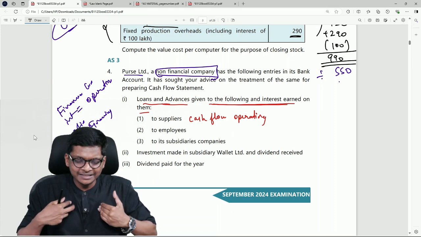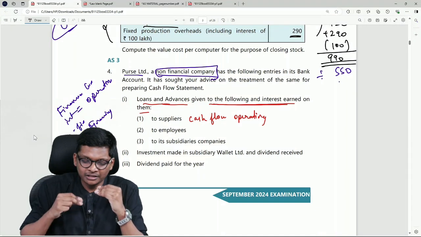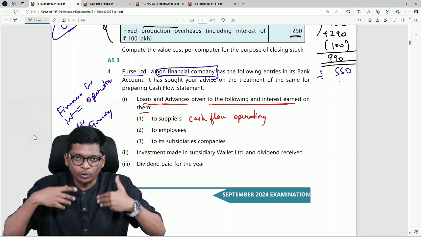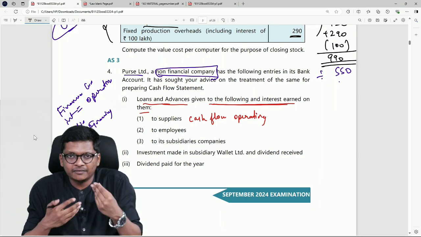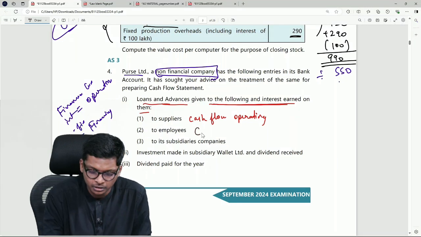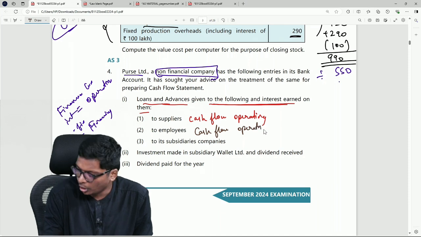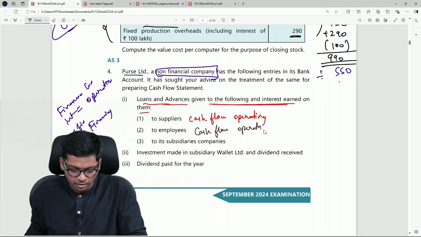So the company is giving loan to employees not to earn income. You are not giving loan to suppliers and employees to earn income. It is to provide them some value or help, so employees feel connected and work well and the operations get better. So this is also cash flow from operating activities. We are in question number 4.